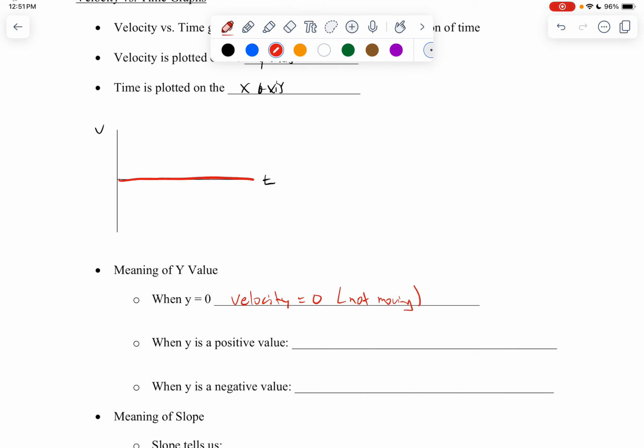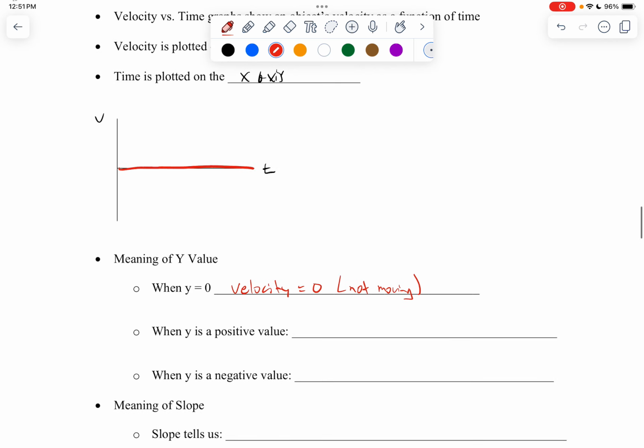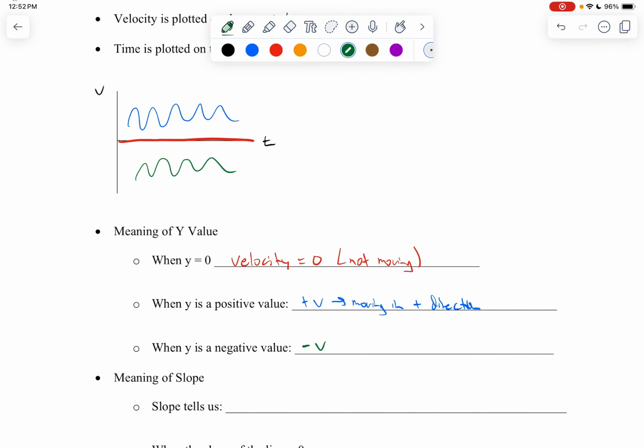So where the slope is 0, we're not moving; now it's our y values showing we're not moving. If our y value is positive, again, we're above the x-axis, it just means that we're moving in the positive direction. So positive velocity means we're moving in the positive direction. And then lastly, if we have a negative value for our velocity, again, it just means we're going to be moving in the negative direction.